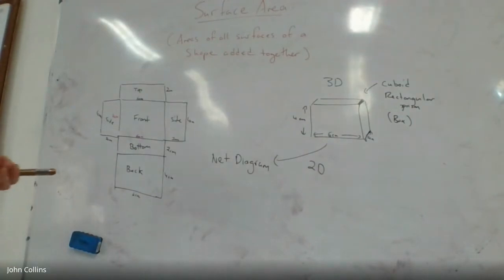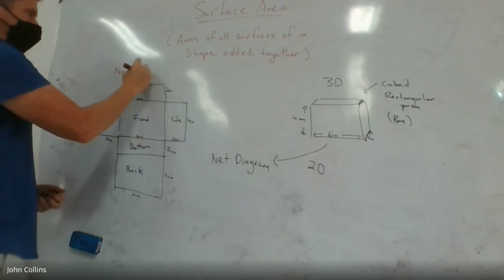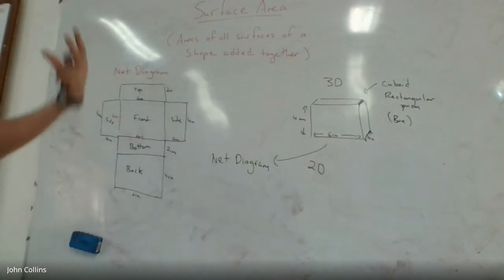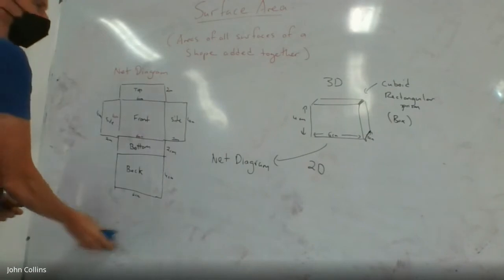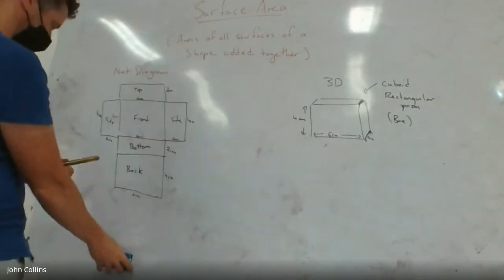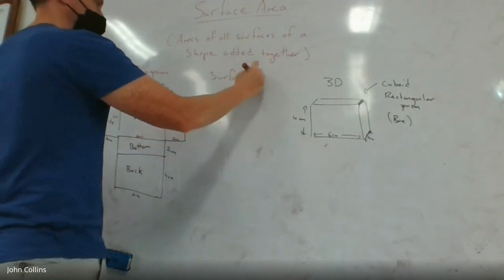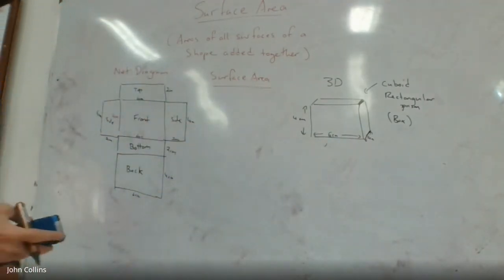There's our 6 surfaces. That is called a net diagram, if you know that. Net diagram. So if you're asked to draw a net diagram, you've got to unfold the shape. And now we go about trying to find the surface area. Maybe you can do this faster than me. Off you go if you can. Surface area.